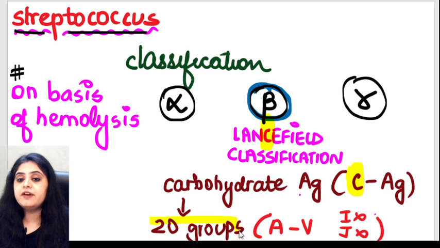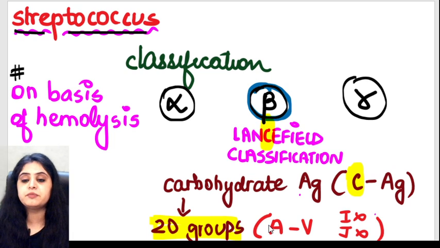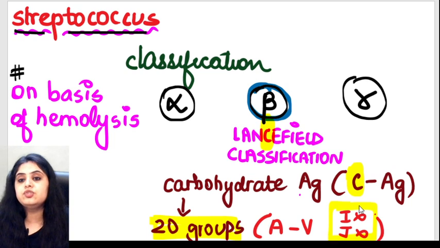antigen, which divides it into 20 groups, A to V, simple alphabetical chain A to V, but that makes it 22 alphabets. So no I and no J. Repeating, Lancefield classification basis carbohydrate antigen. How many groups? 20. A to V.